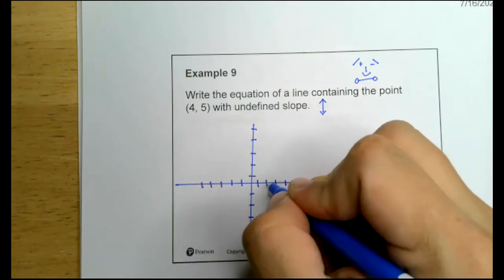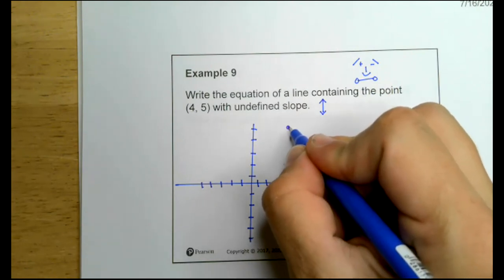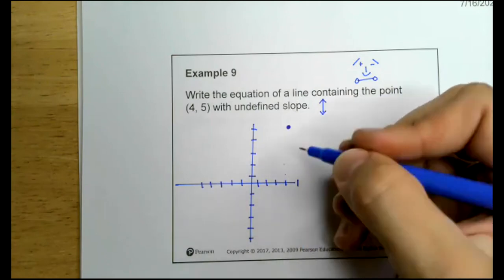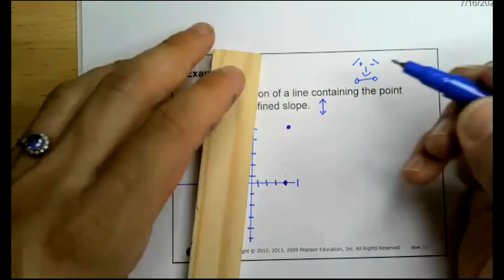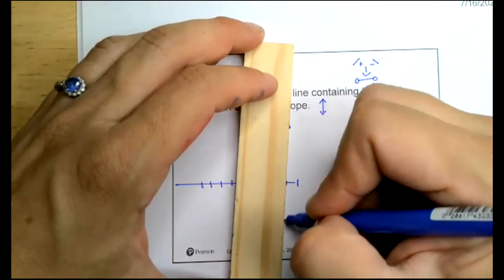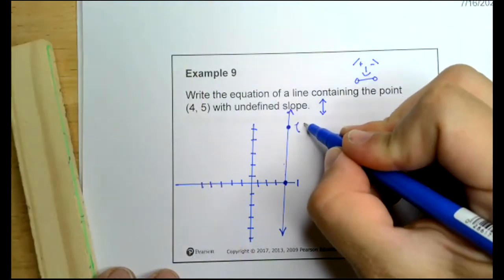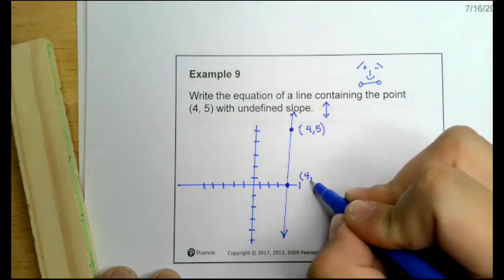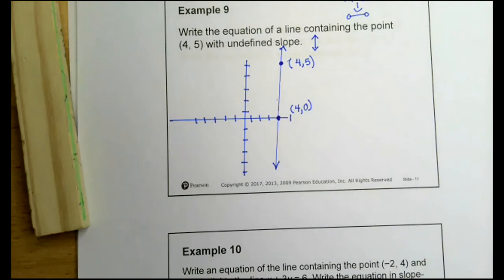So I'll go out 4, 1, 2, 3, up 5. And it's up and down. So I went out 4. It's still going to be on 4 when it crosses the x-axis. So this was 4, 5, and this is 4, 0, right? So the slope is undefined.